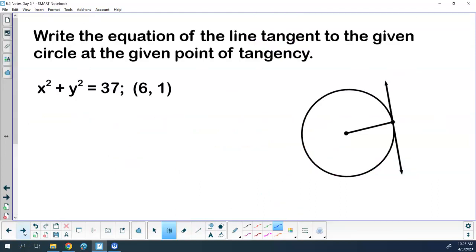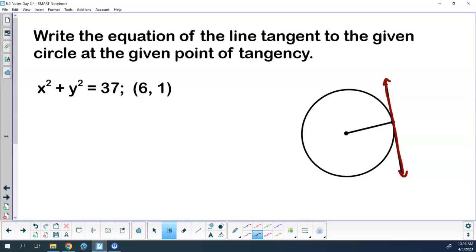Now, how we're going to put all this together. Okay? I'm going to ask you to find or to give me the equation of the line that's tangent to that circle. So I'm going to give you the equation of a circle. I'm going to give you the point of tangency, and I'm going to ask you to find me the equation of the line. Okay? So I want the equation of that line, given all this other stuff.